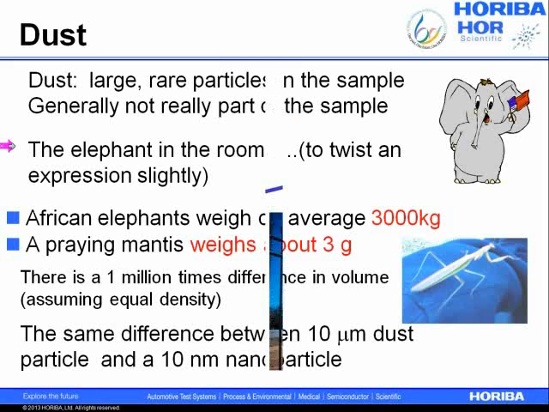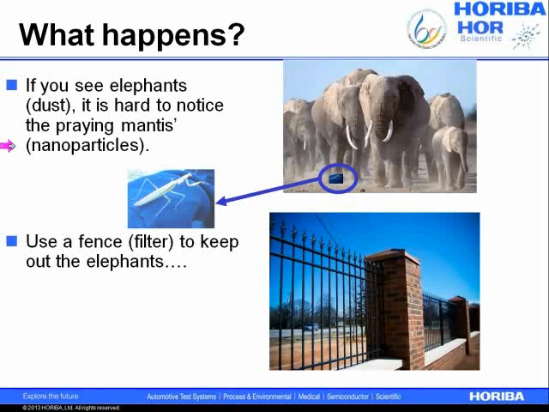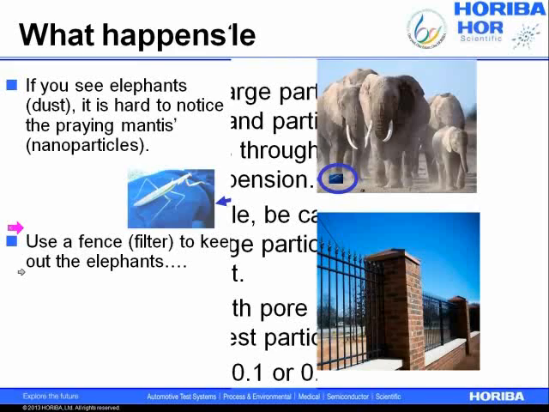So you can imagine, if you have a herd of elephants along with some praying mantises, you're not going to notice the praying mantises. The bugs are just going to be dominated by the large beasts, even though numerically there are more of the bugs. So what do you do? To push the analogy beyond breaking, you can use a fence to keep out the elephants. In our case, the fence is a filter with nano-sized pores.